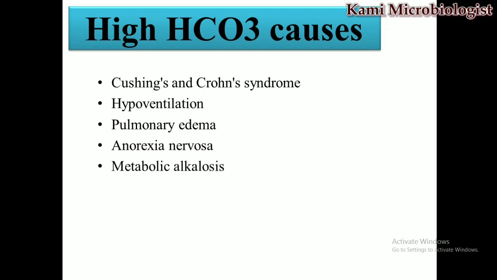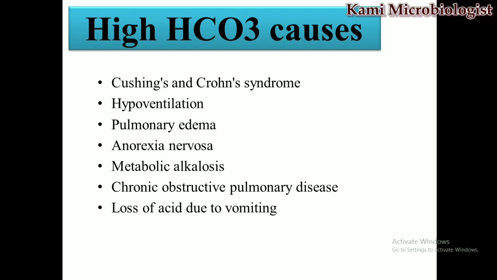Next we have metabolic alkalosis, in which the alkali level increases in the blood. Next we have chronic obstructive pulmonary disease, in which there is obstruction in the pulmonary area, like in the trachea, the alveoli, and the lungs. Next we have loss of acid due to vomiting, which may also increase the bicarbonate level. Next we have diuretic medicines. These are the main causes through which the bicarbonate level gets increased.